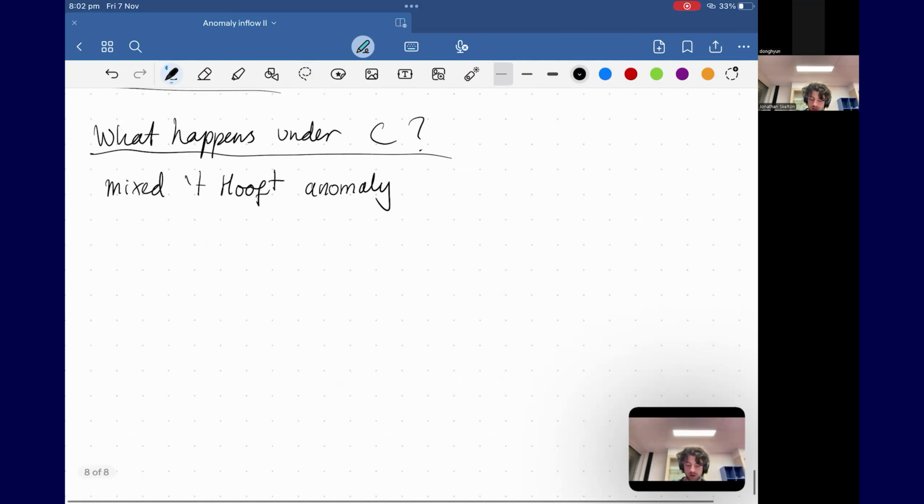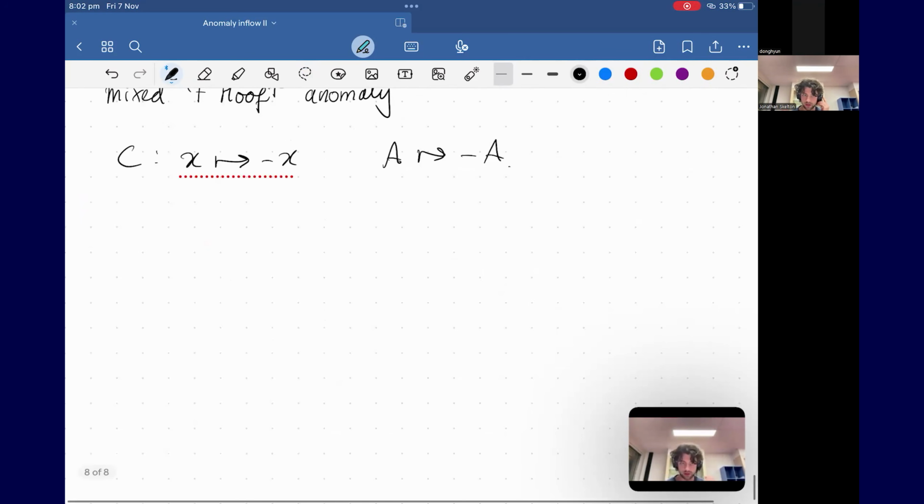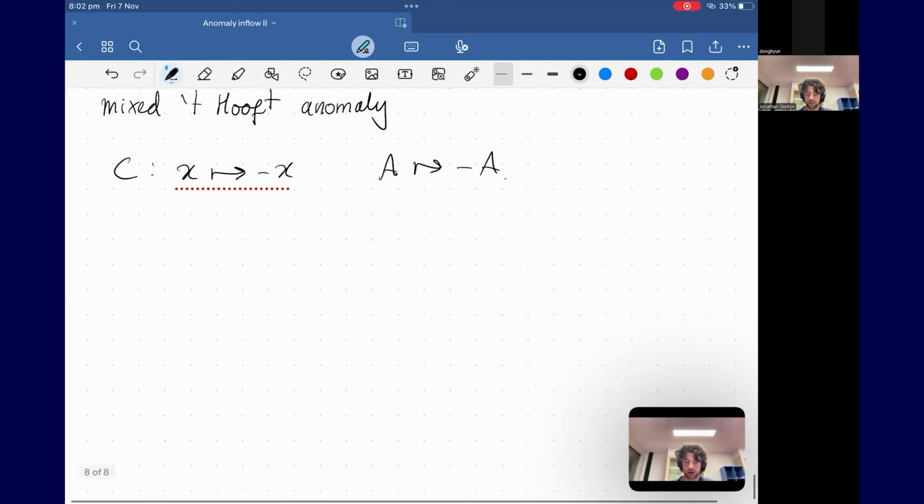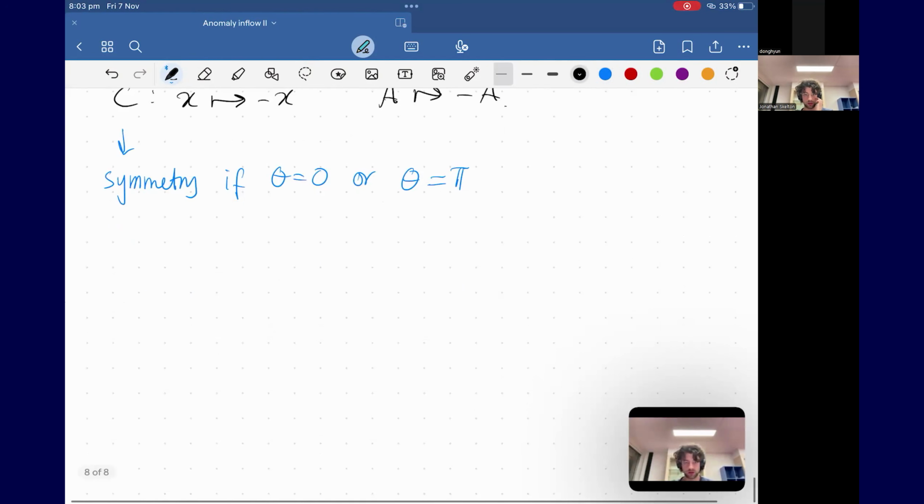Remember, under C, x will go to minus x, but then we also want a to go to minus a. The important thing is we need to check different angles, so I'm just going to leave it as a general angle. But in particular, remember these things are only going to be well defined for when theta is 0. So this is a symmetry if theta is 0 or theta is pi. But let's just do it under a general transformation.